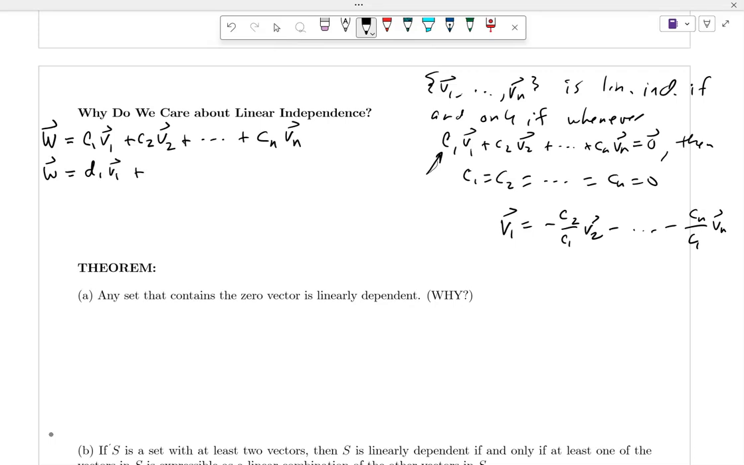So let's say I have a set of vectors v1 to vn, and I can write my vector w as a linear combination, c1 times v1, c2 times v2, up to cn times vn. Do the same thing, but use d1 to dn. Can you give me a linear combination of the v's that gives you the 0 vector from this? What can I do with these equations to get a linear combination of the v's that gives me the 0 vector?